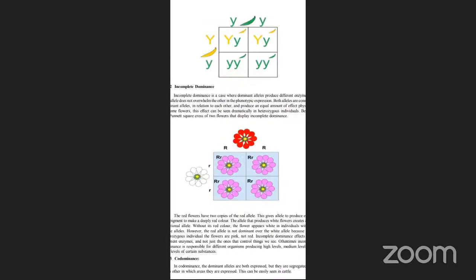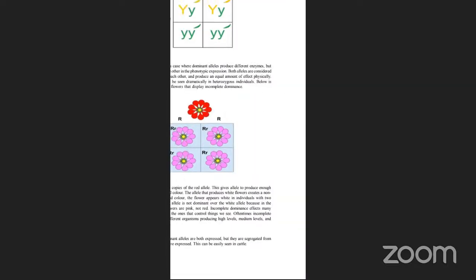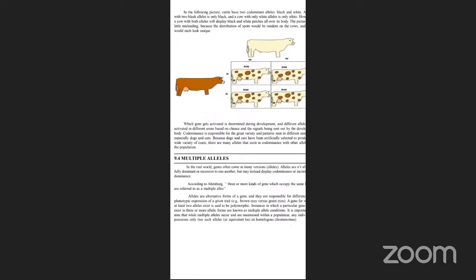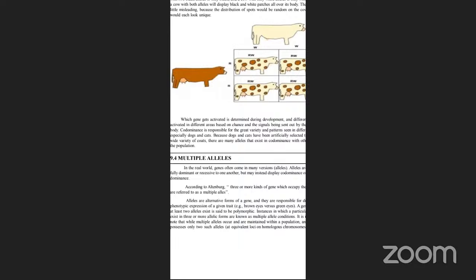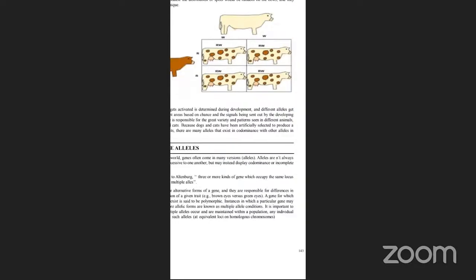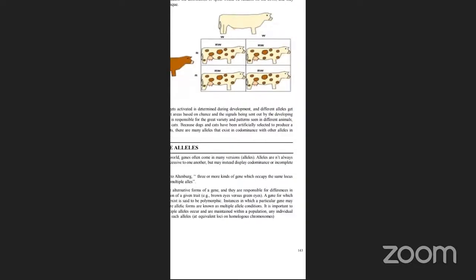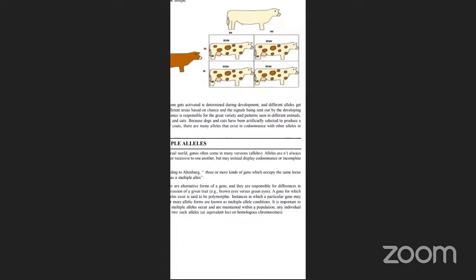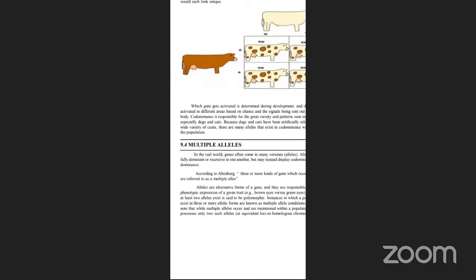So this is the incomplete dominance picture. So, multiple alleles. In the real world, genes often come in many versions. Alleles are not always fully dominant or recessive to one another, but may instead display codominance or incomplete dominance.